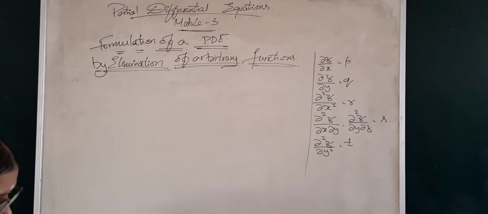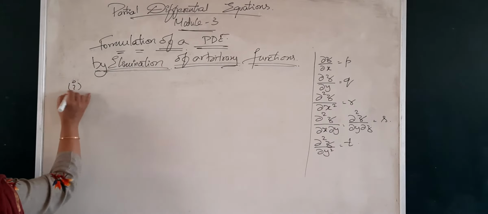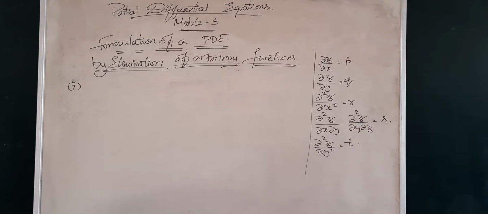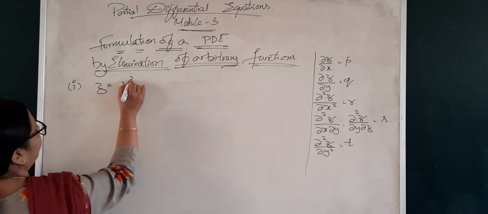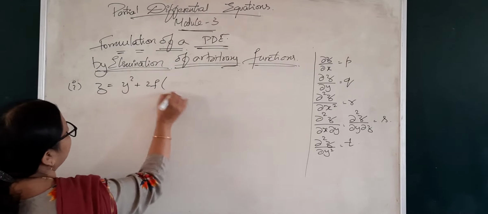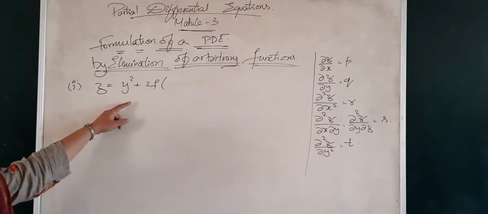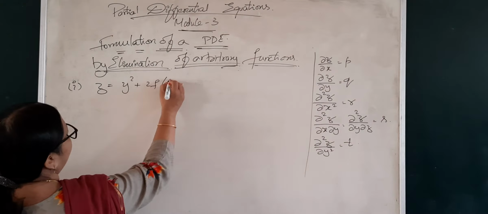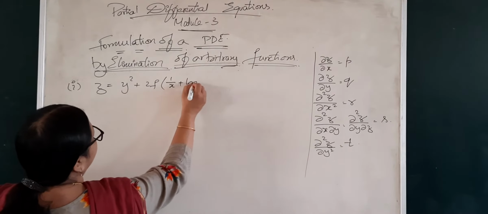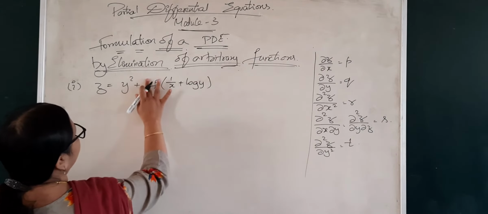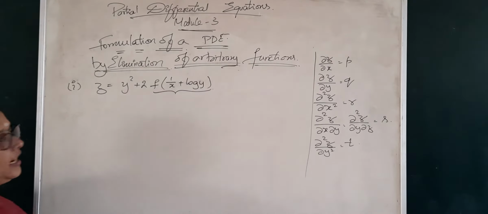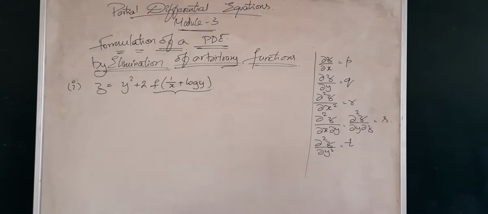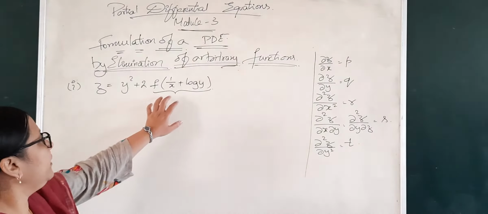Anyways, let us consider a problem here. The question says z is equal to y square plus 2 f of 1 by x plus log y, where f is a function of two variables, x and y. See, f is a function of this. This is an arbitrary function, and we want to eliminate this f and hence frame a partial differential equation. That is the question. How do we eliminate f?